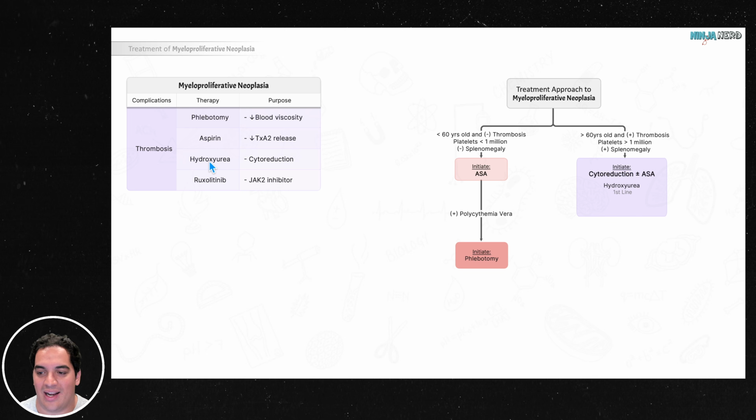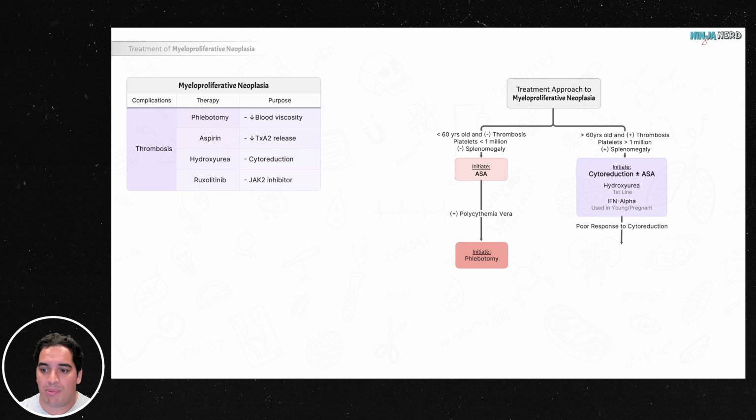Hydroxyurea. That's the first line. I didn't talk about this other one because we don't use it that often. You may see these in your MBME questions and stuff, but another second line agent is interferon alpha. We really only use this in young, pregnant patients. Hydroxyurea is really going to be the one to remember. So if they're old, they got clots, and they got a platelet count that's really high, or they got splenomegaly, I'd probably go cytoreduction, consider aspirin, and do the cytoreduction with hydroxyurea.